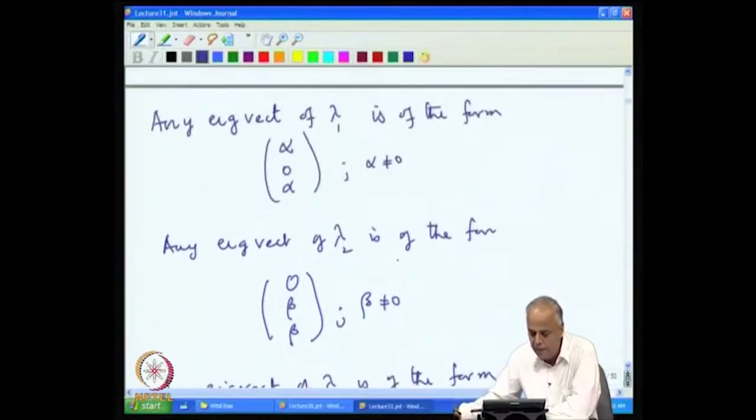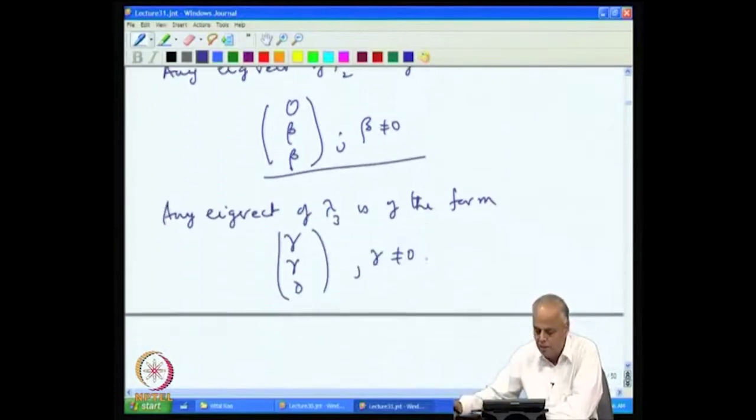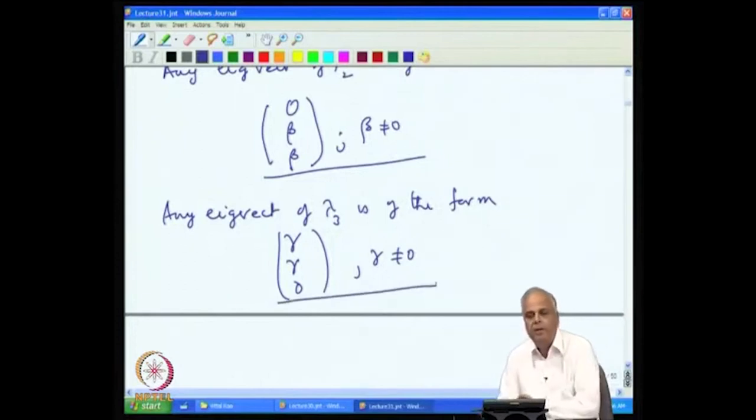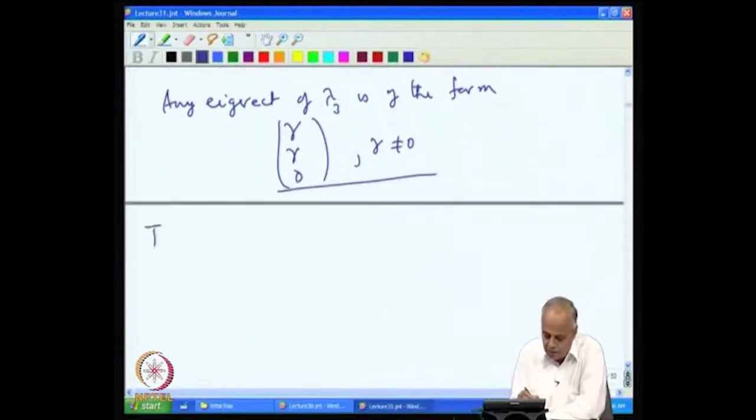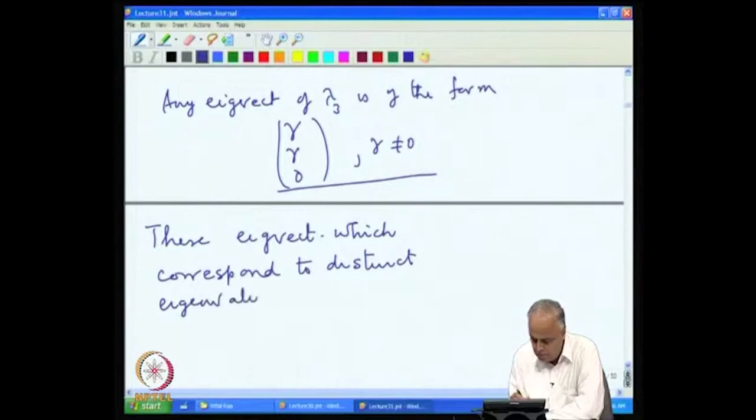Now, if you see these three eigenvectors, this eigenvector corresponding to lambda 1, this eigenvector corresponding to lambda 2, and this eigenvector corresponding to lambda 3, these are eigenvectors corresponding to the distinct eigenvalues lambda 1, lambda 2 and lambda 3, and we find they are linearly independent. These eigenvectors which correspond to distinct eigenvalues can be easily verified to be linearly independent.